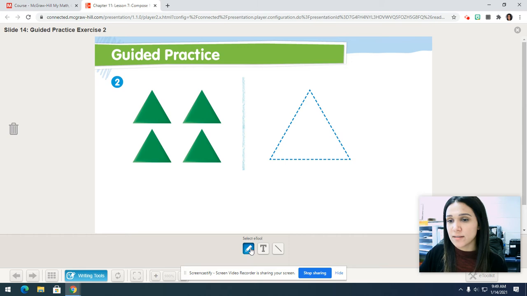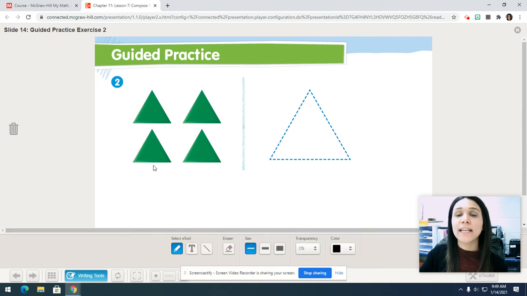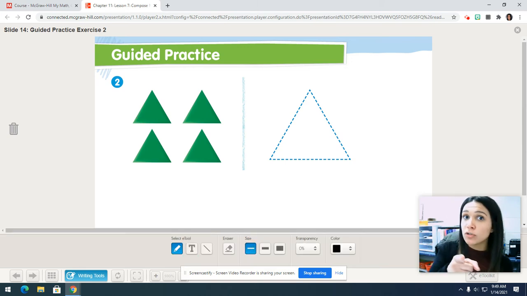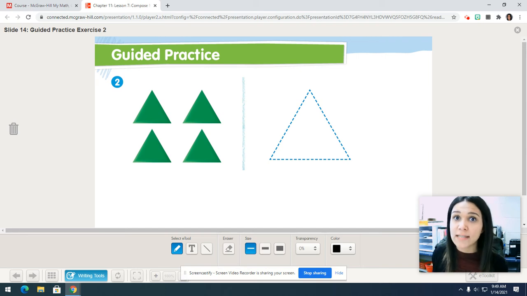Grab your pencils. Help me count how many triangles we have. And I want you to write the number in your triangles as well. Okay? We got to always practice writing our numbers. Let's do this. 1, 2, 3, 4. Good. We have 4 triangles.